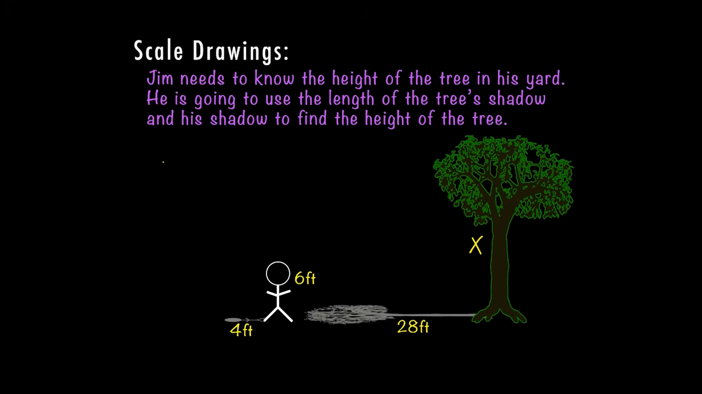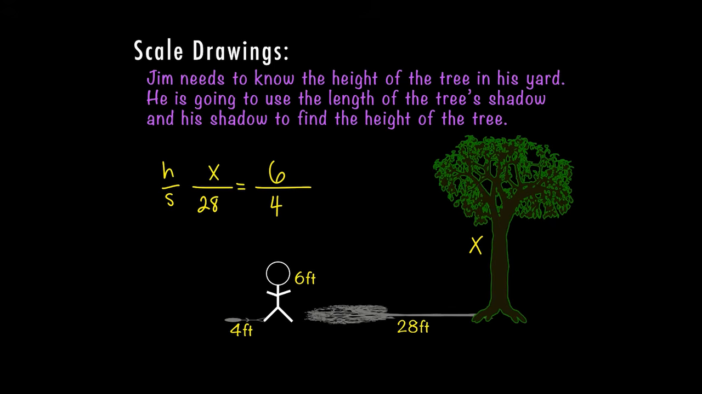So we're going to put height over shadow, and I need to figure out the height of the tree, and the shadow of the tree is 28. Those have to go together. And then I also have the height of the person that goes on top and the shadow of the person. So I have the tree in the first ratio and the person in the second ratio. The shadows are on the bottom.